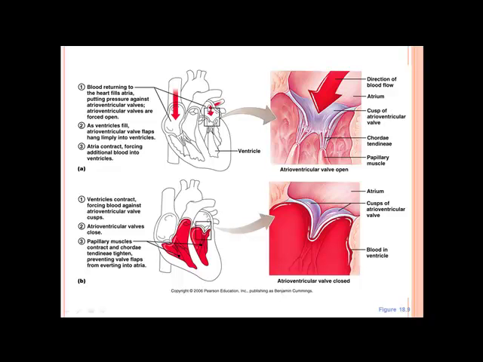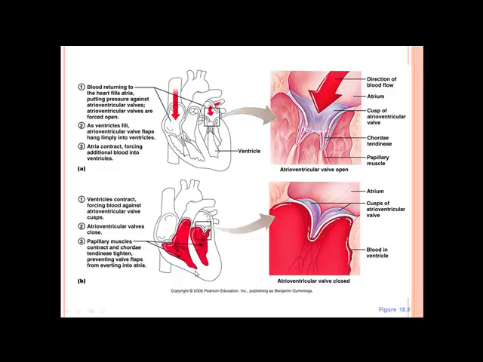So my right and left atria fill with blood. As they fill with blood, pressure will build, bust open the AV valves. When the AV valves bust open, we start to fill the ventricles up with blood. After some period of time, the ventricles contract. When the ventricles contract, these papillary muscles contract right along with it. They pull on the chordae tendons and shut the atrioventricular valves, the bicuspid and tricuspid valves.